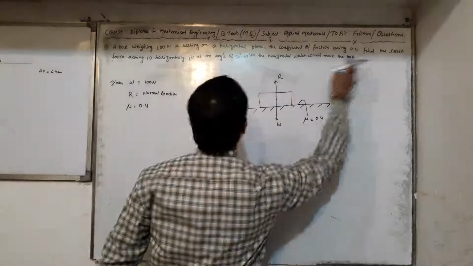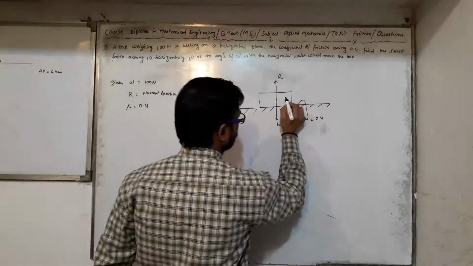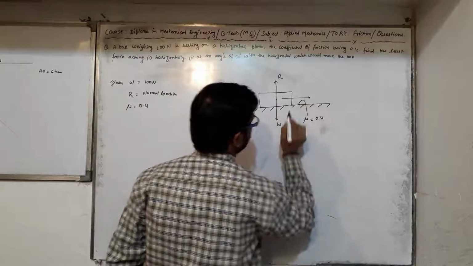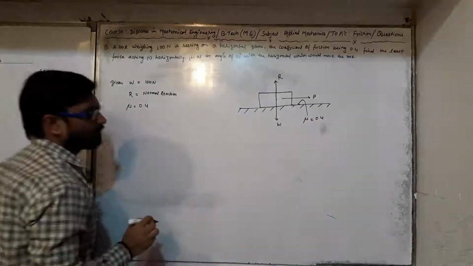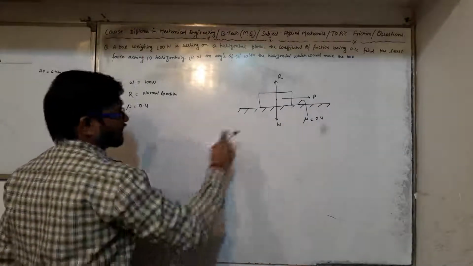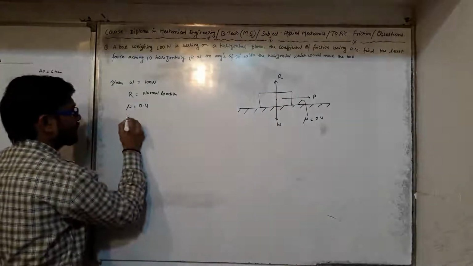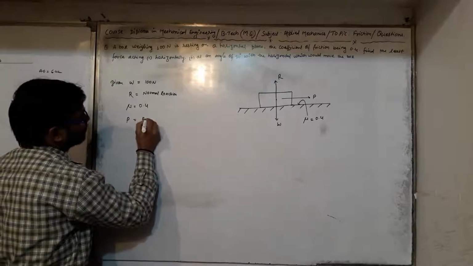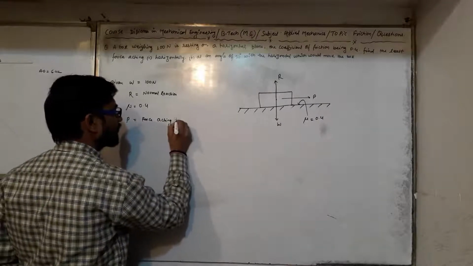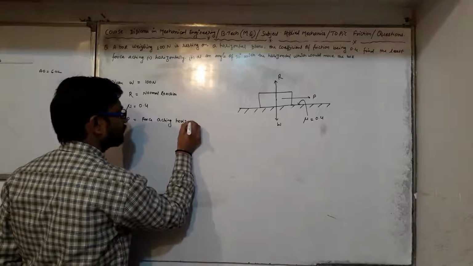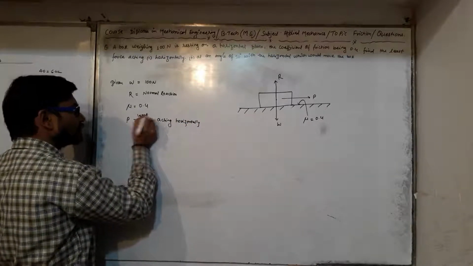Next, find the least force acting horizontally. Suppose in the first case I am applying a force of amount P, which is acting in the horizontal direction. So let P be the amount of force acting horizontally. This is the least force.